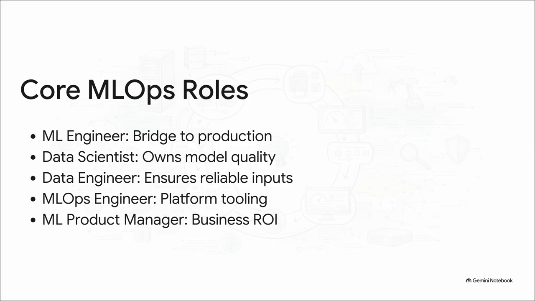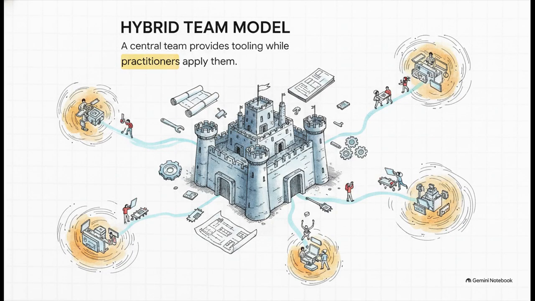You have your data scientist, who owns model quality and the initial experimentation. The data engineer is there to ensure reliable, perfectly clean data inputs. Then you have the ML engineer, who acts as the crucial bridge, focusing specifically on deployment and serving. The MLOps engineer builds the actual platform tooling and the CI/CD pipelines that empower everyone else. And importantly, you need an ML product manager to ensure that all of this incredibly technical work actually aligns with your business ROI.